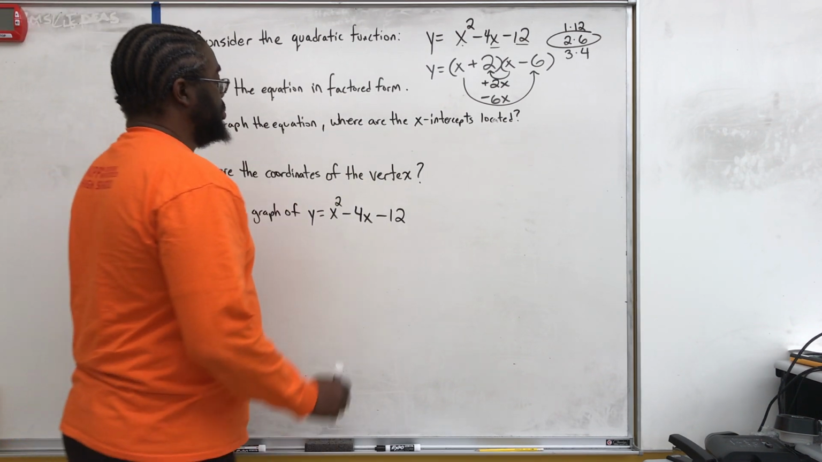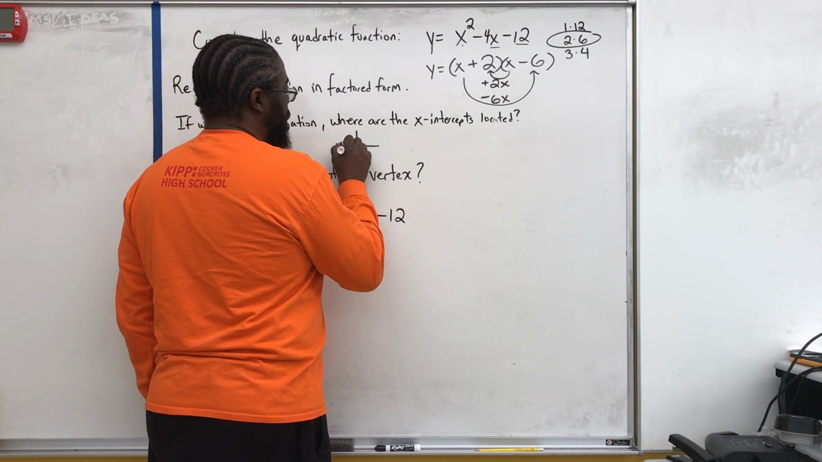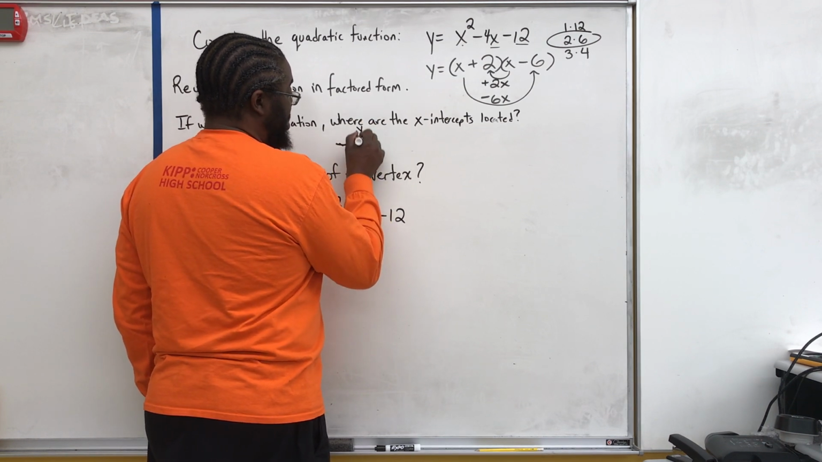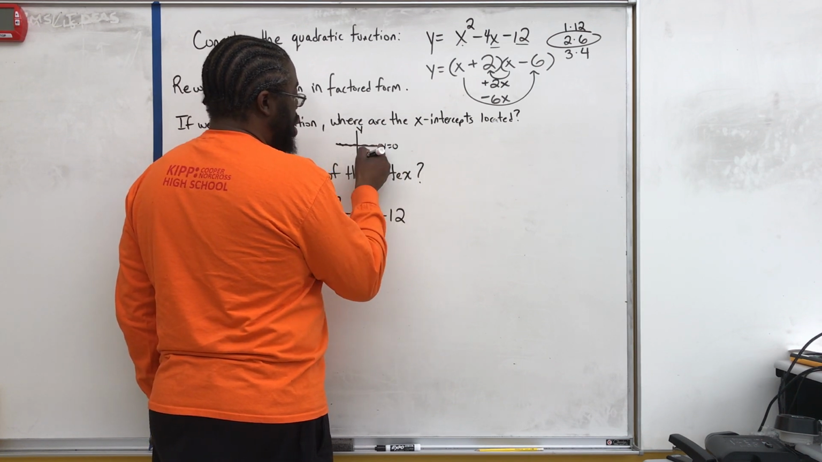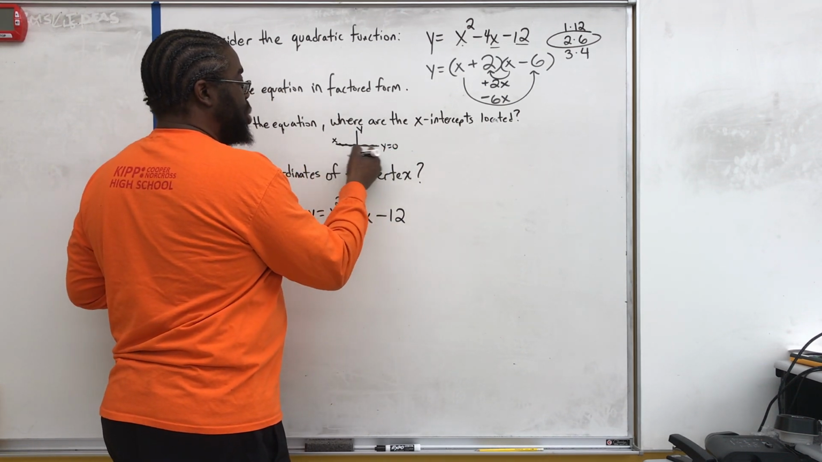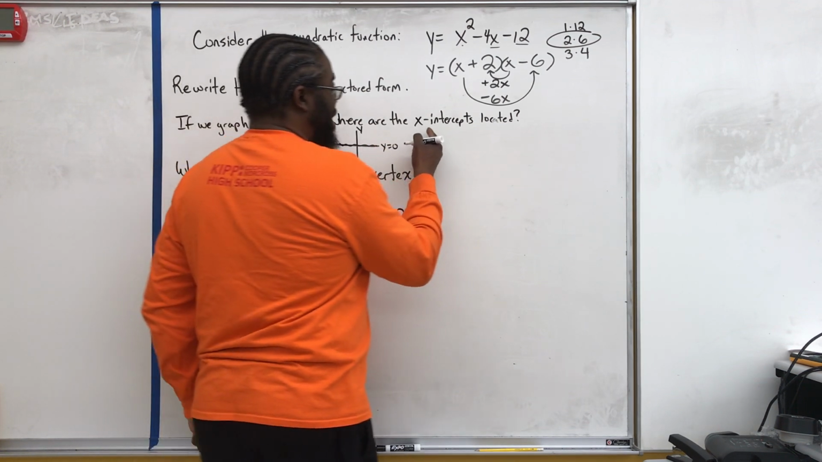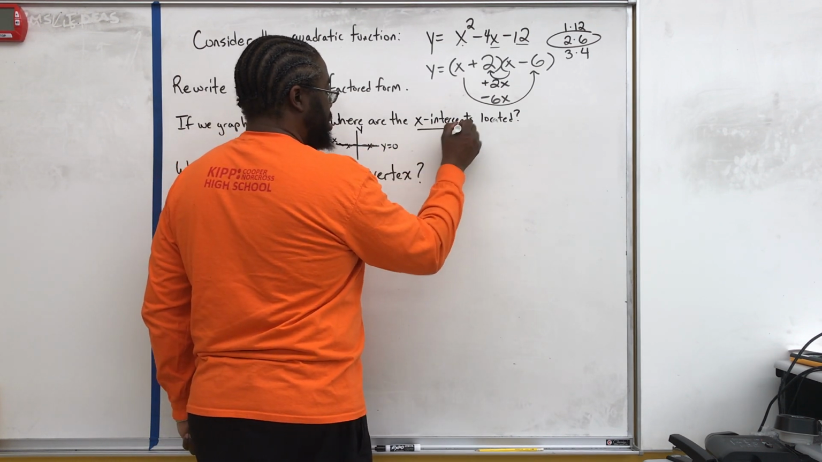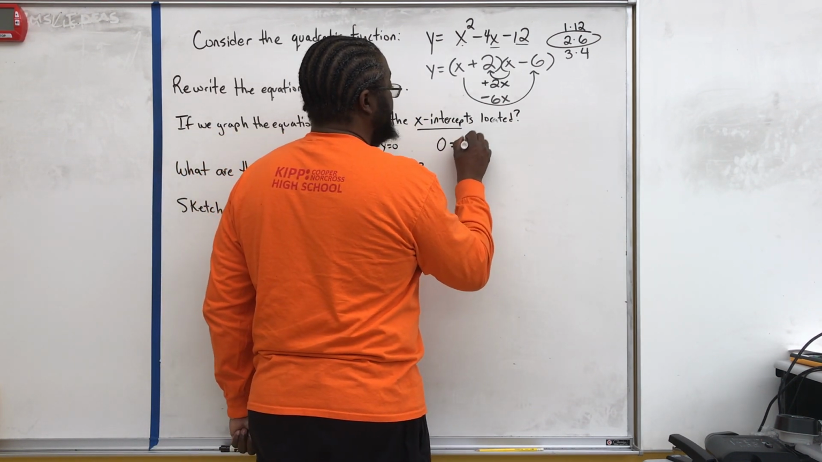Well, we know that on a graph, anywhere where you cross the x-axis, y is not positive, it's not negative, it's 0. On the x-axis, y is always 0. So to find places where I cross the x-axis, the x-intercepts, y has to be 0. So in order to find x-intercepts, I make y equal 0.